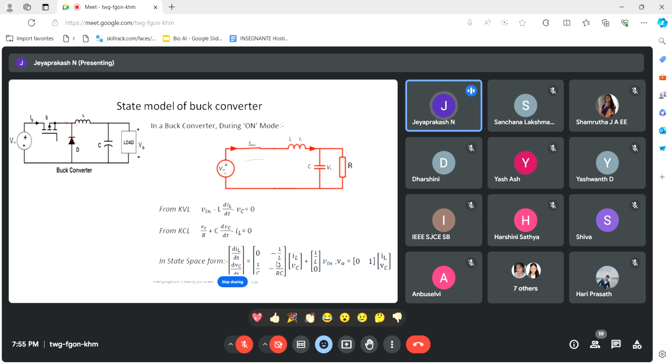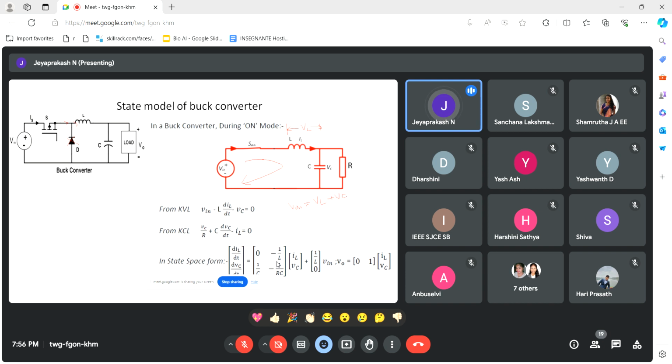I am going to find the voltage across the inductor, that is VL. That's why I am going to use KVL. Here we have an input applied to the loop, so as per KVL, the input voltage is equal to the voltage drop across the elements. So Vin is equal to VL plus VC.